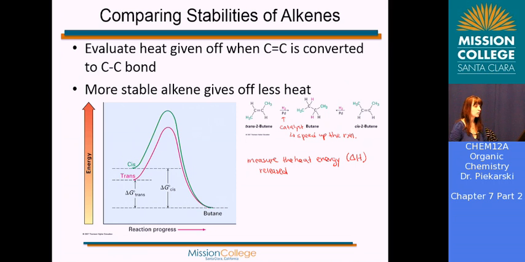Okay? And so we find that the trans alkene gives off less heat, and therefore its starting material must have been lower in energy and more stable. So starting material must be lower in energy and more stable. Okay?